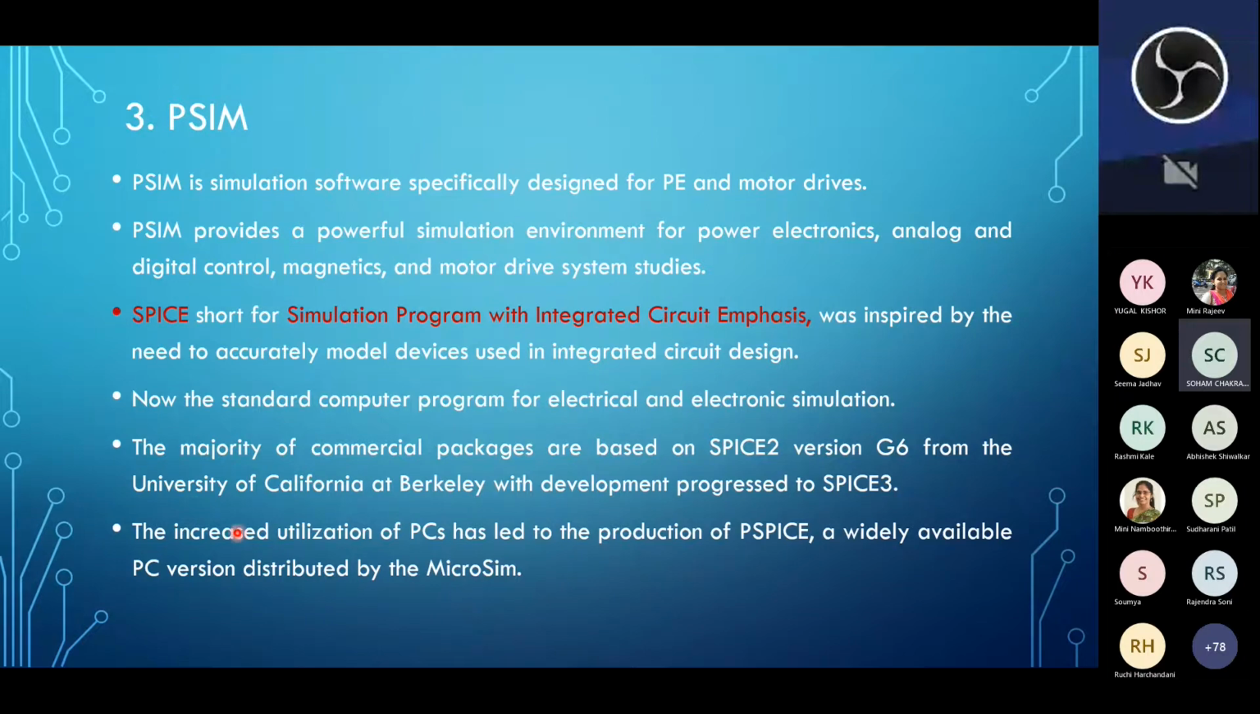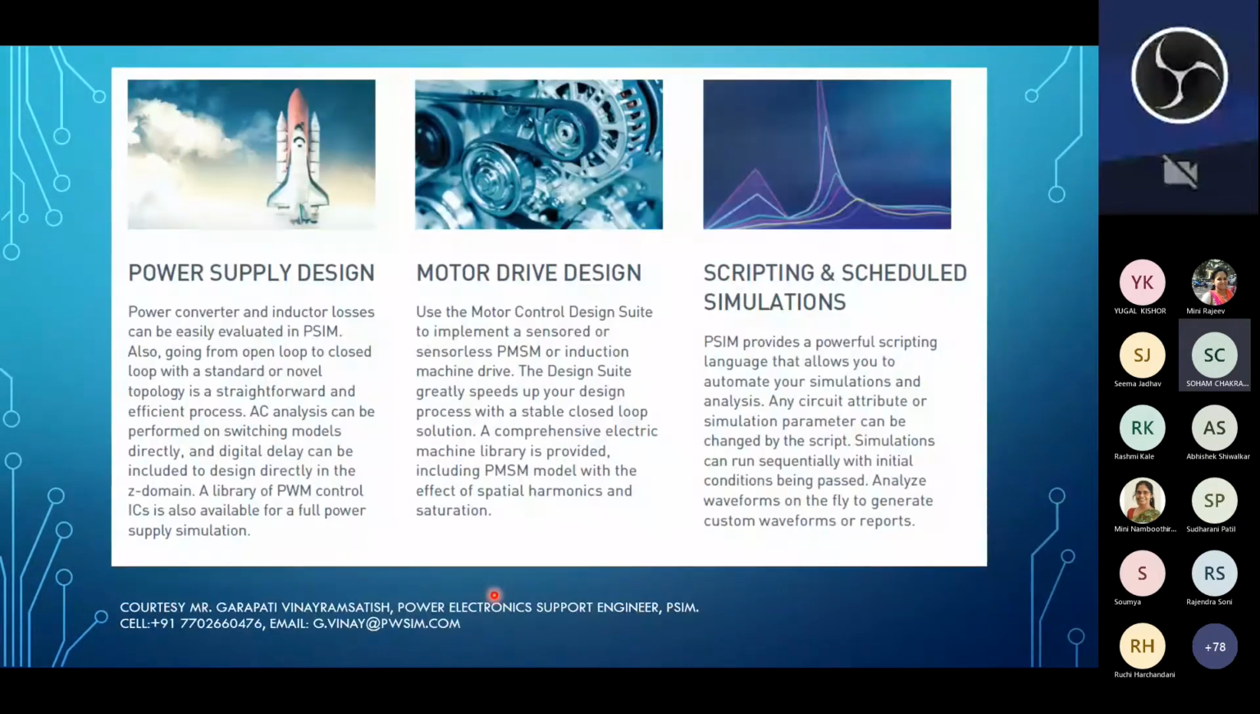The increased utilization of PCs has led to the production of PSpice, a widely available PC version distributed by the Microsim. So it was basically purchased by Microsim, and they have now licensed it, and it is available as Orchid these days, right? So what can PCM do?